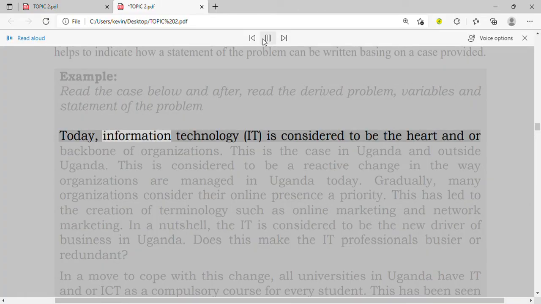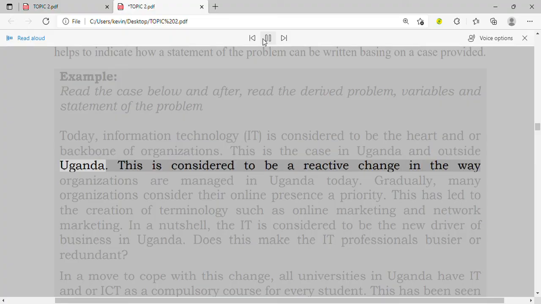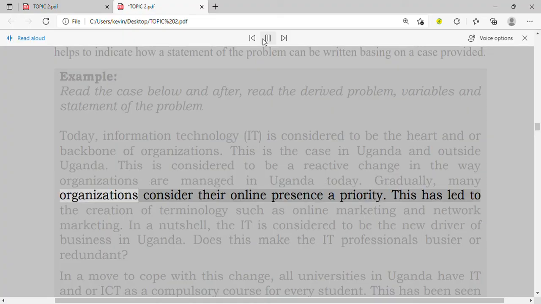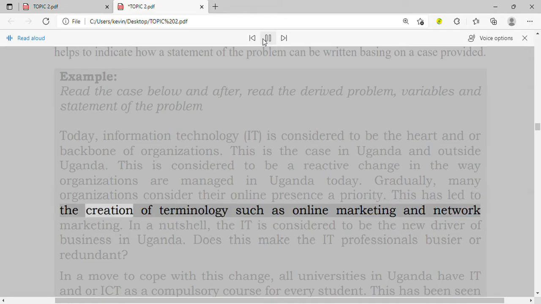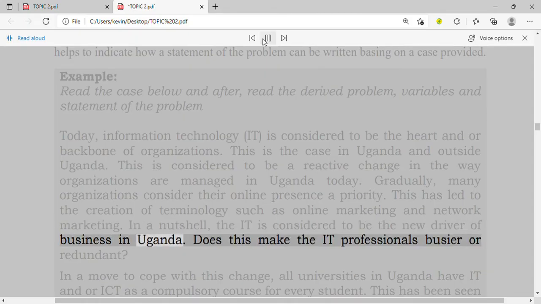Today, information technology, IT, is considered to be the heart and/or backbone of organizations. This is the case in Uganda and outside Uganda. This is considered to be a reactive change in the way organizations are managed in Uganda today. Gradually, many organizations consider their online presence a priority. This has led to the creation of terminology such as online marketing and network marketing. In a nutshell, IT is considered to be the new driver of business in Uganda. Does this make the IT professionals busier or redundant?